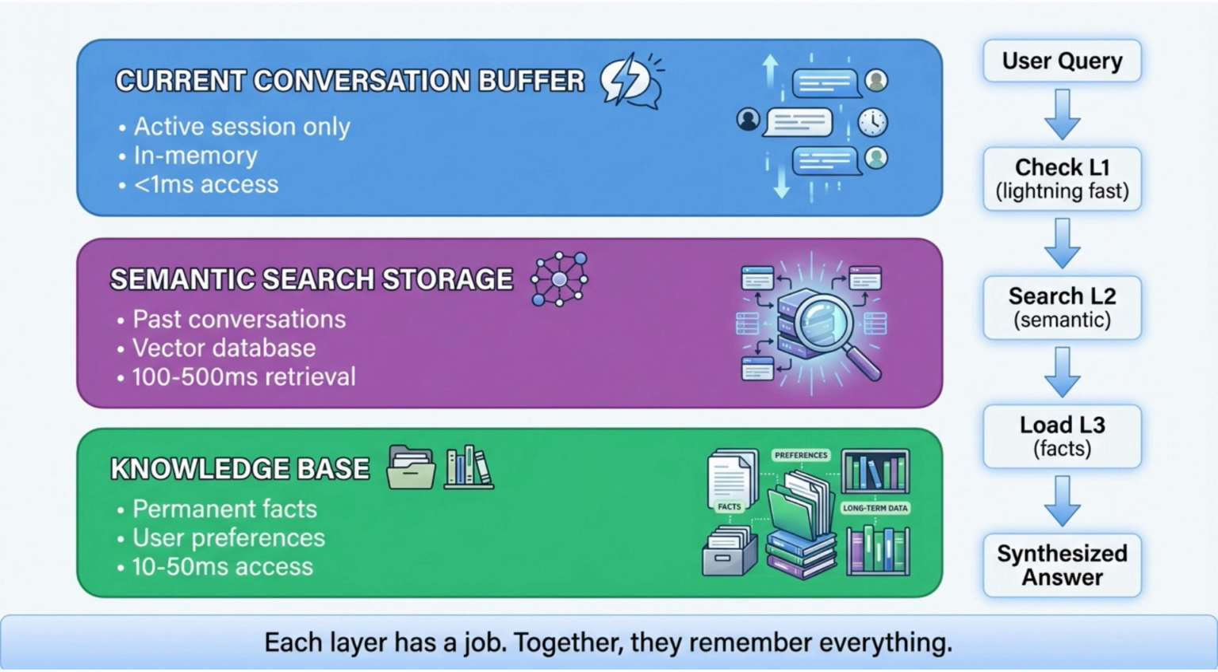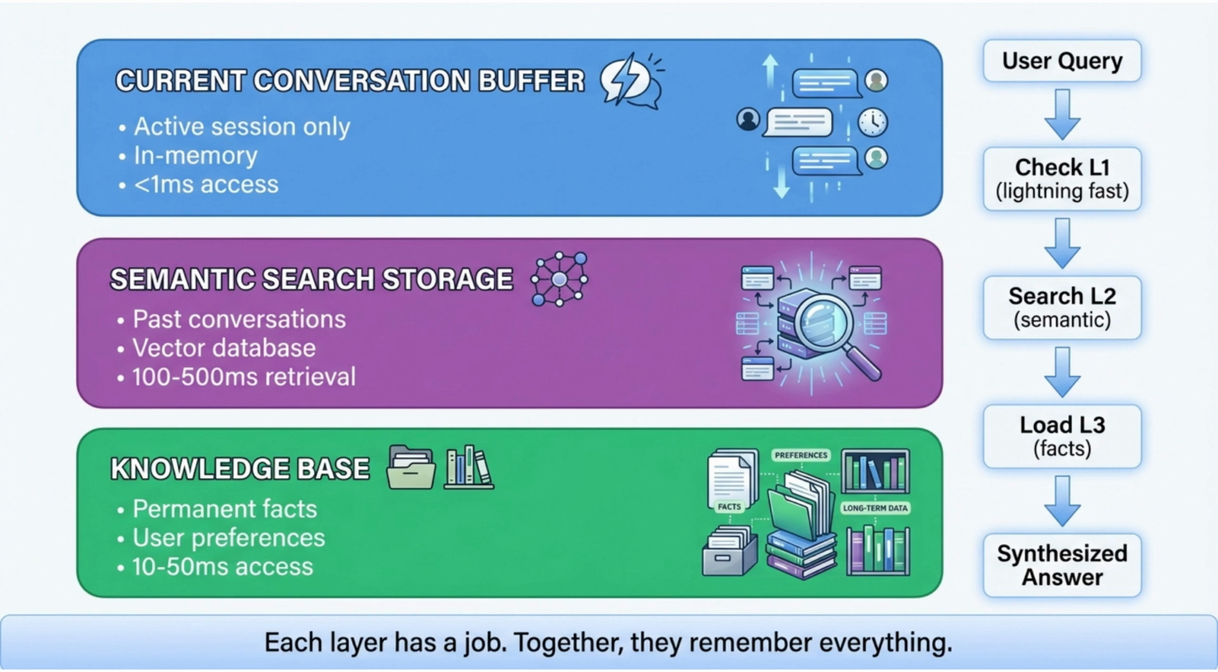Layer 3, structured knowledge base. This is persistent knowledge, facts that are always true. User preferences, project context, domain knowledge, learned patterns. Layer 3 doesn't change often, but when it does, it's deliberate. You update it manually or through reflection, stored in files or a traditional database. Retrieval takes 10 to 50 milliseconds.